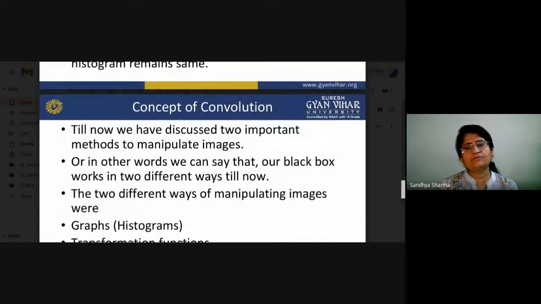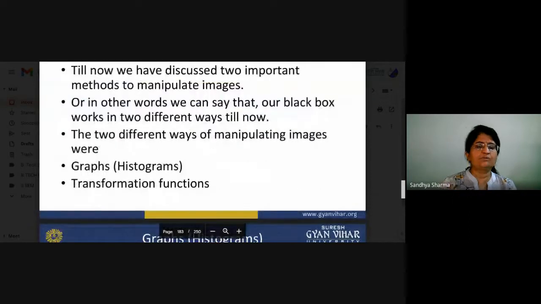Now we will focus on the concept of convolution. So what about convolution? There are two important methods to manipulate images, or in other words, our black box works in two different ways. The first one involves graphs, histograms and transformation functions, which we have already seen, but we will revise a little bit and look at some implementation of transformation functions.